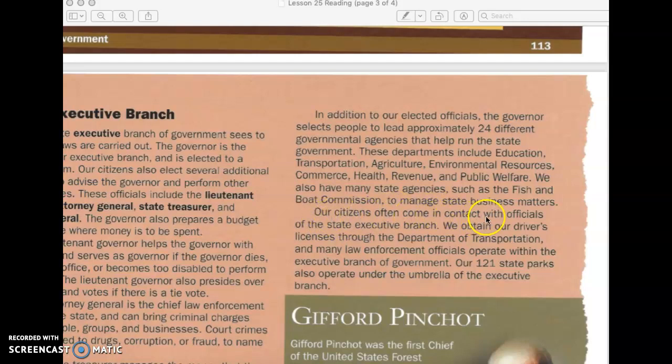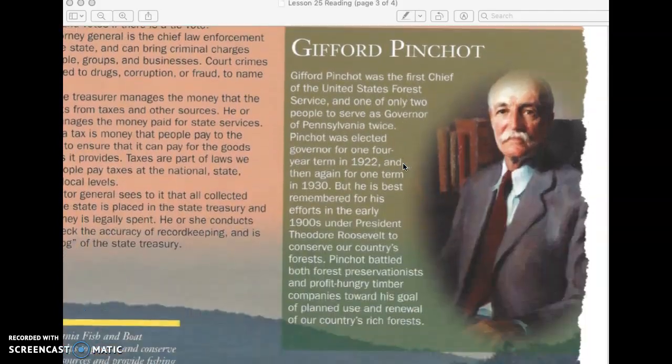Our citizens also often come in contact with officials of the state executive branch. We obtain our driver's licenses through the Department of Transportation, and many law enforcement officials operate within the executive branch of the government. Our 121 state parks also operate under the umbrella of the executive branch.